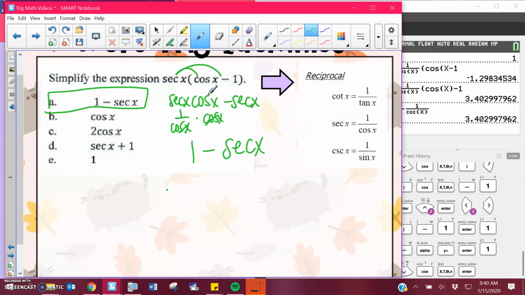Okay, so again, this one's pretty basic. If you just know that cosine and secant cancel each other out and give you 1, then I could have just flown through this question and gotten to the next thing.